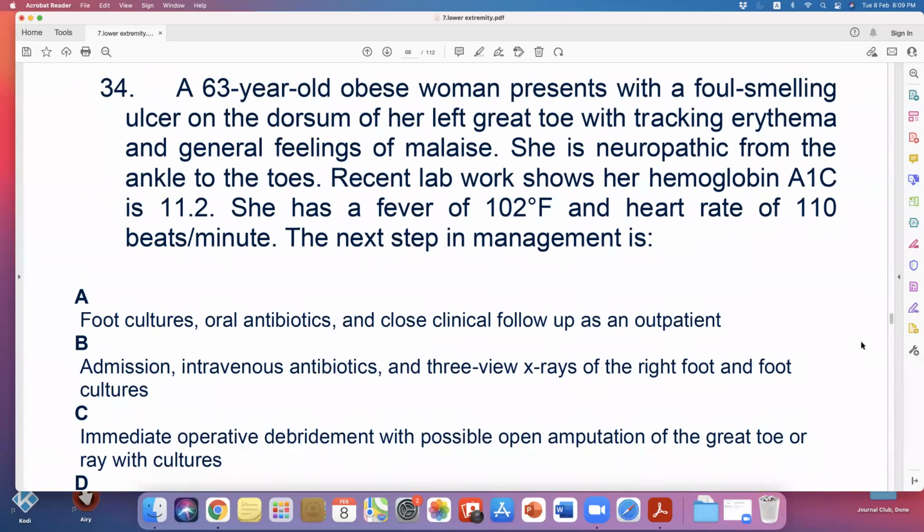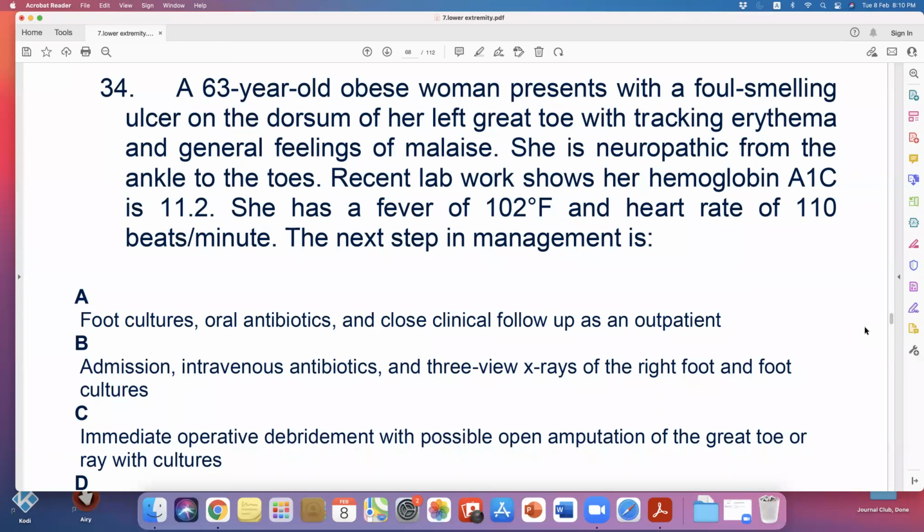Okay, a 63-year-old obese woman presents with a smelly ulcer on the dorsum of her left great toe, with tracking erythema and general feelings of malaise. She is neuropathic from the ankle to the toes. Recent lab work shows her hemoglobin A1C is 11.2. She has a fever of 102 degrees Fahrenheit and a heart rate of 110 beats per minute.